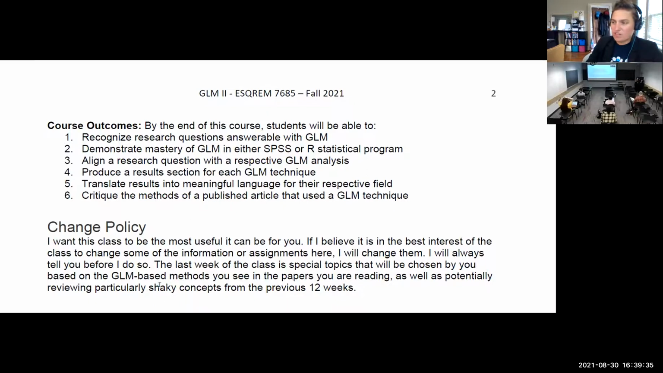I've already addressed the change policy a little bit, so I will scoot on past that, but I will tell you that the last week of classes I leave open to be chosen by you in terms of things that you're reading in class, in your articles that you're reading, and what you think is missing and that you'd like to learn more about.